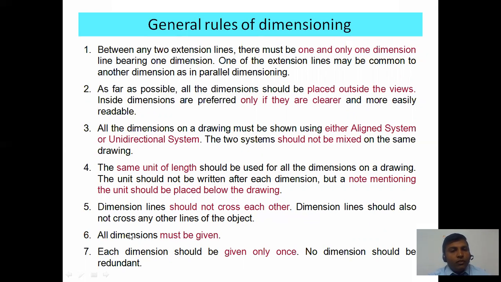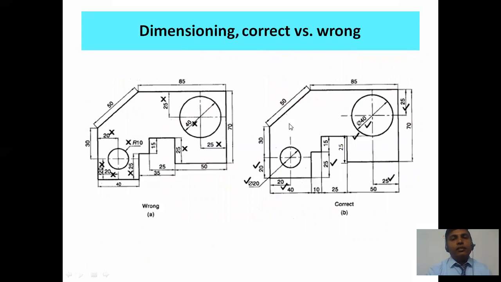The dimension line should not cross any other line of the object. All dimensions must be given, and over dimensioning is also not allowed. Each dimension should be given only once. That is, over dimensioning is not allowed. This is the homework for you. On the left hand side, I have shown some wrong dimensioning techniques, and on the right hand side, I have shown the correct way of dimensioning for this particular diagram.